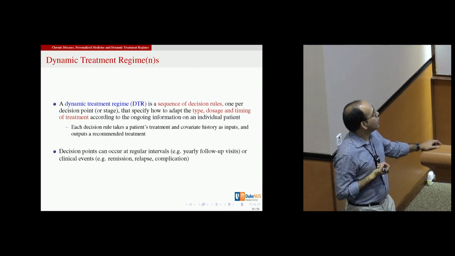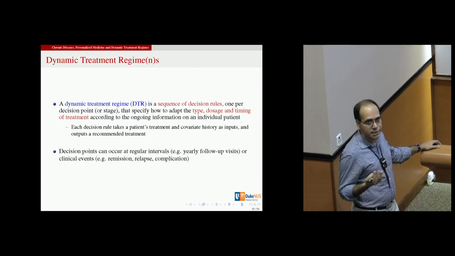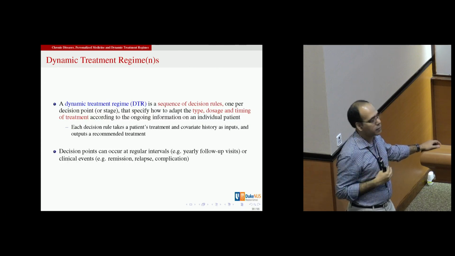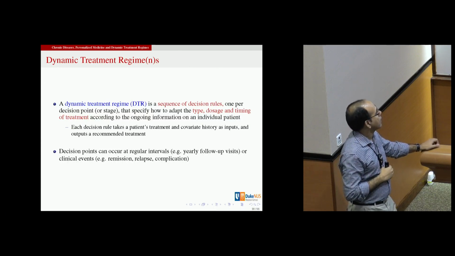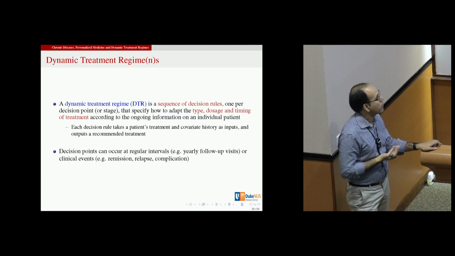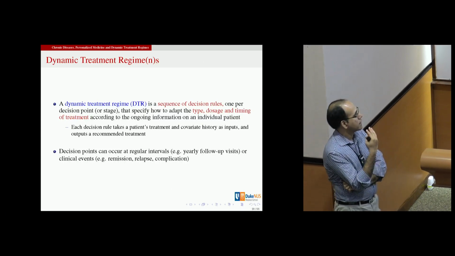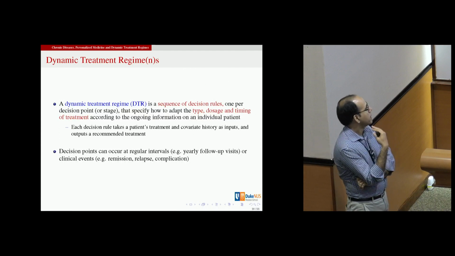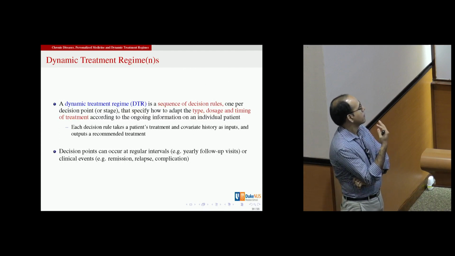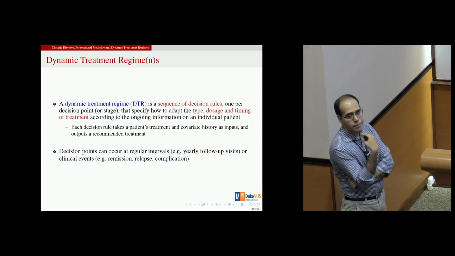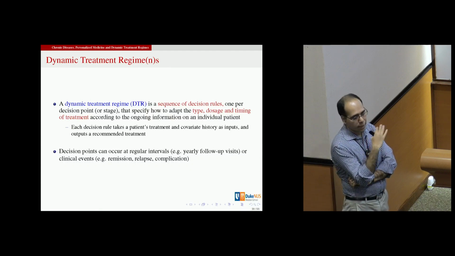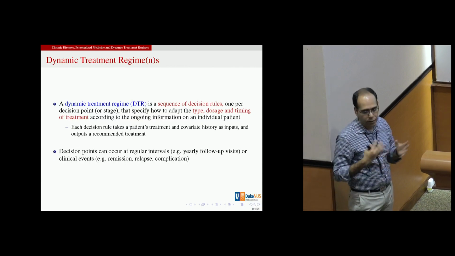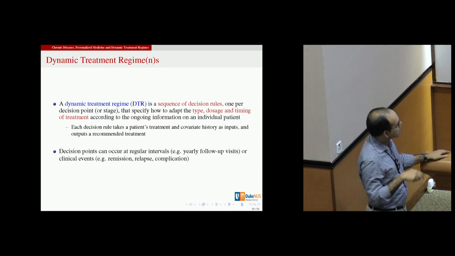Each decision rule takes a patient's treatment and covariate history as input and outputs one or more recommended treatments. These decision points can occur at regular intervals, like yearly follow-up visits for a chronic condition, or at some clinical event, such as a remission, relapse, or complication. So the definition is quite broad, and it can cover a lot of real situations.